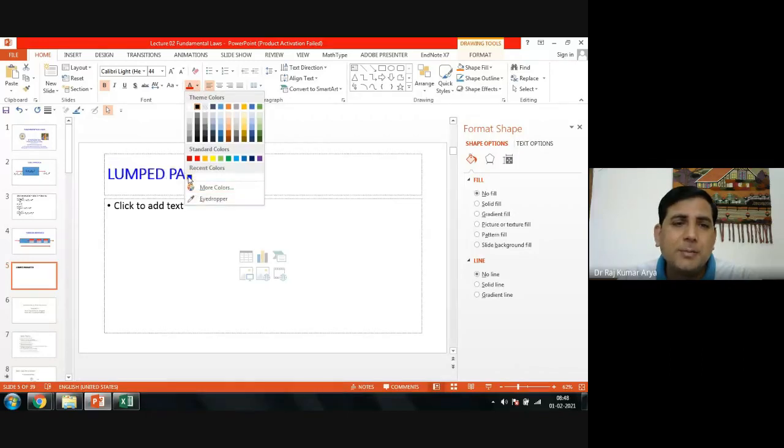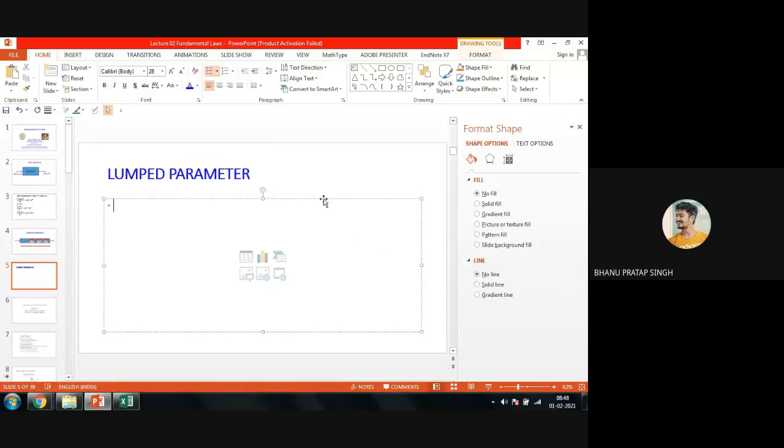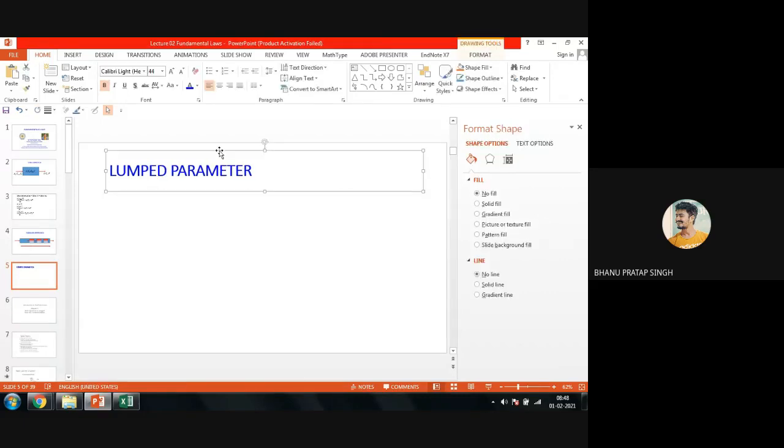What is a lumped parameter approach? Can anyone say something for this? Sir, lumped parameter means it is the average. We can assume an average value of some quantity.